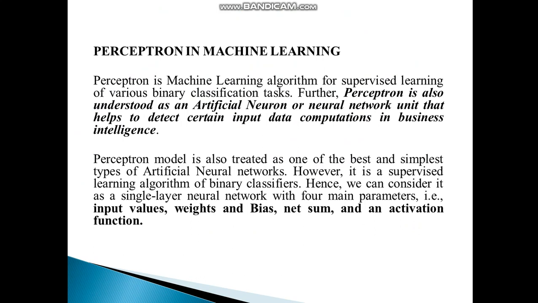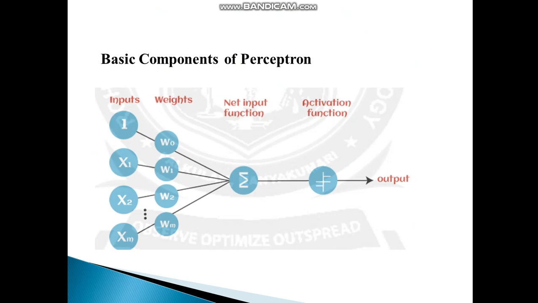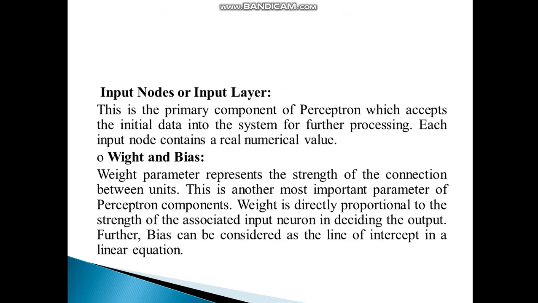Hence, we can consider it as a single layer neural network with four main parameters. They are input values, weight and bias, net sum and activation function. The four basic components are given. So the four basic components are input, weight, net input function and activation function and output.